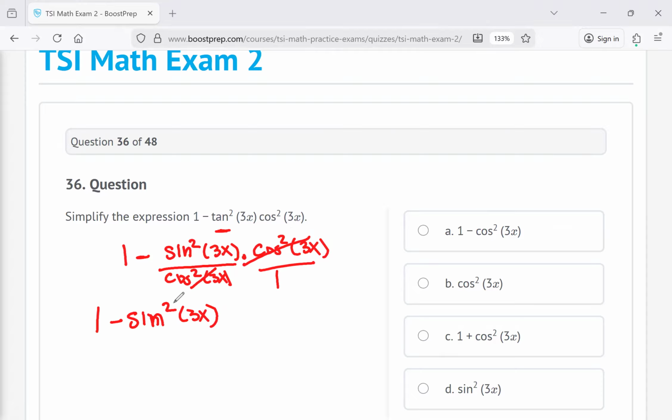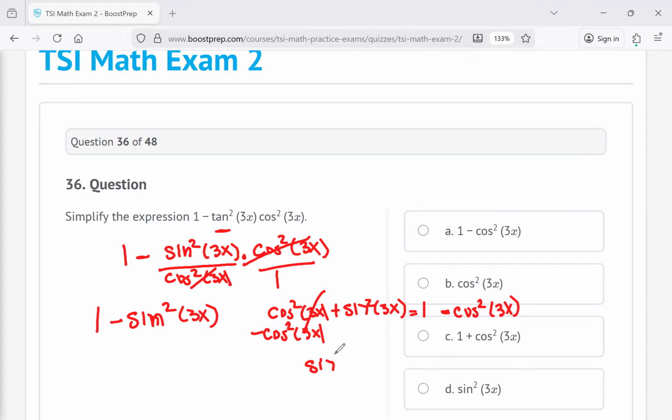And then what I'm going to do is use my Pythagorean identity, right? So cosine square 3x plus sine square 3x equals 1. And then I want to get sine square 3x by itself. So in order to do that, I'm going to have to subtract cosine square 3x. So this cancels, and you're left with sine square 3x equals 1 minus cosine square 3x.